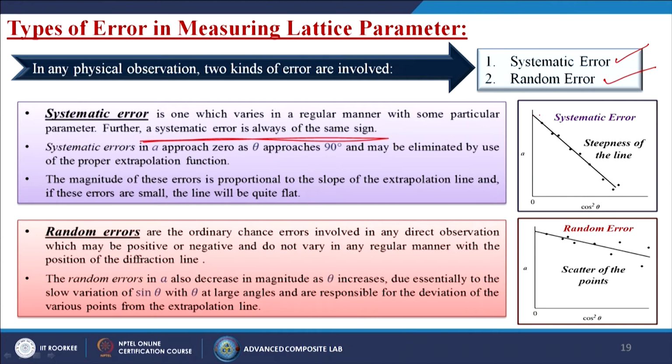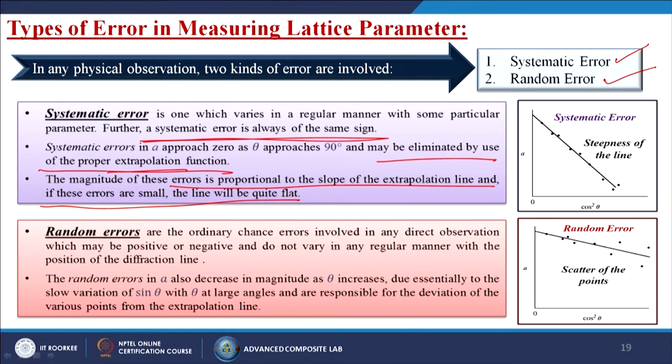So, in this particular figure we can see this, and it may be eliminated by use of the proper extrapolation function. The magnitude of these errors is proportional to the slope of the extrapolation line, and if these errors are small the line will be quite flat. So, in this particular case you can see that the points are nearly in the same place.